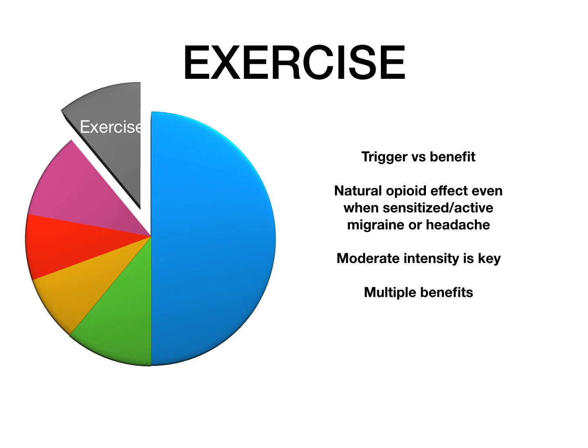Because exercise is our natural opioid effect. And when it's moderate, it can also be a pain reliever when there's an active migraine or headache. And there are also multiple health benefits, whether it's cholesterol, blood pressure, diabetes. It helps with stress. It helps with sleeping better. So exercise is something that is a must, but at a moderate level.